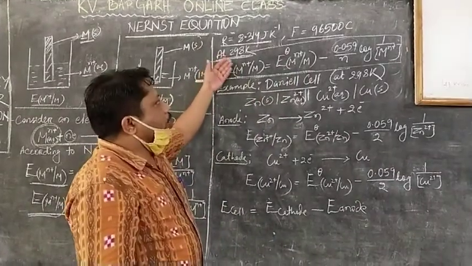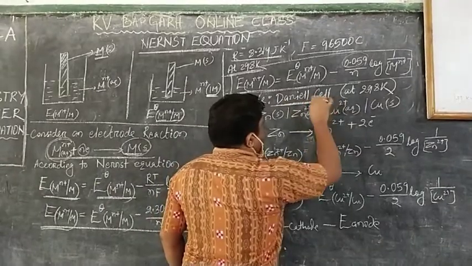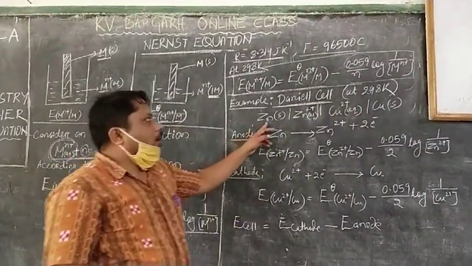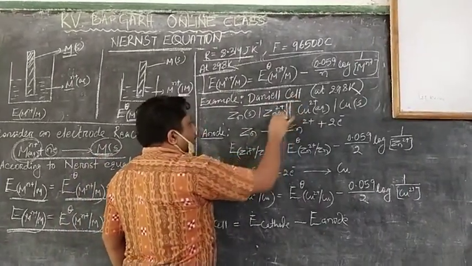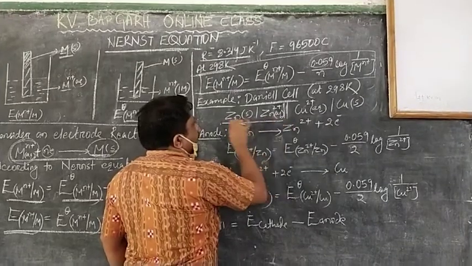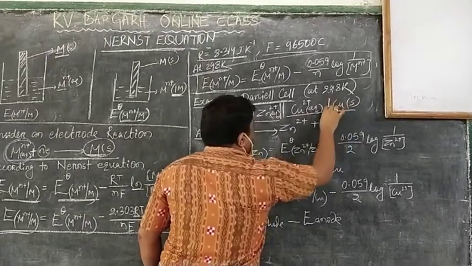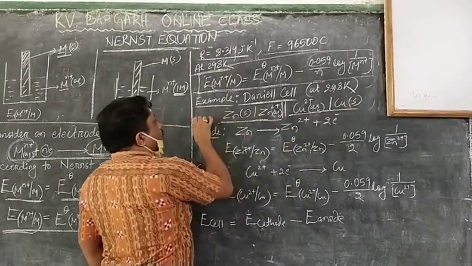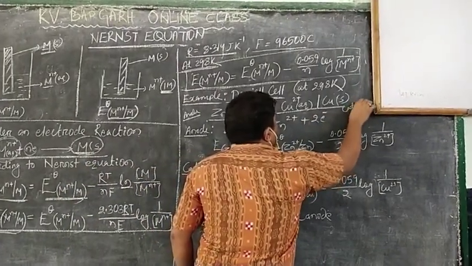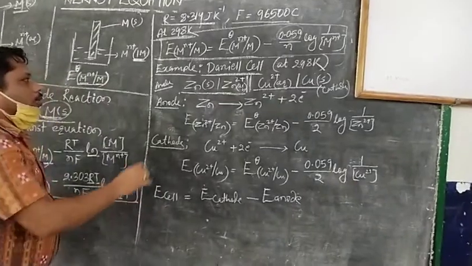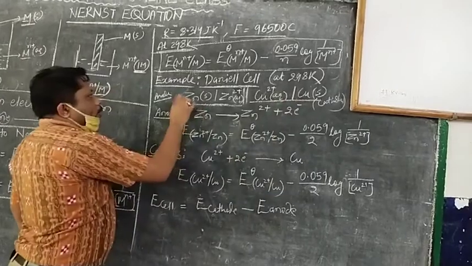Now we will apply this equation in the case of a cell. For that, the example is the Daniell cell. You know the Daniell cell? Zinc is the anode and copper is the cathode. It can be represented as zinc/Zn2 plus, salt bridge, Cu2 plus/copper. The left hand side is the anode and the right hand side is the cathode. So now we will write the Nernst equation for each electrode, for the anode as well as for the cathode. So what is the anode reaction?